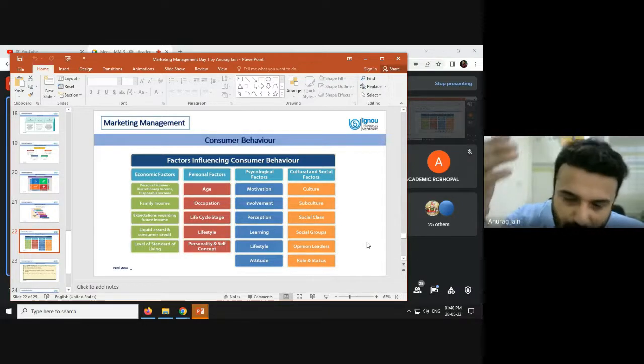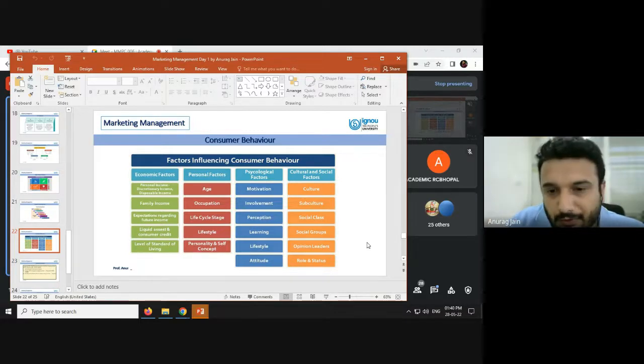I'm not going into detail on each and every factor due to paucity of time, but I'm just quickly going through some of the factors which actually influence consumer behavior. So first and foremost is a fact.